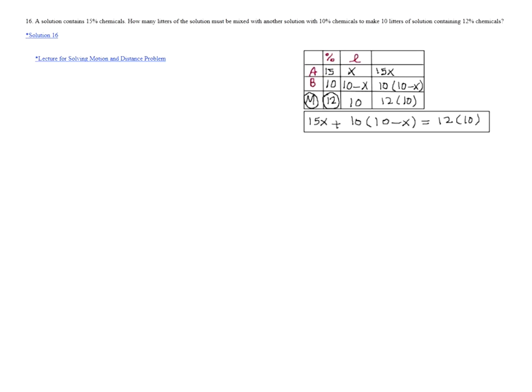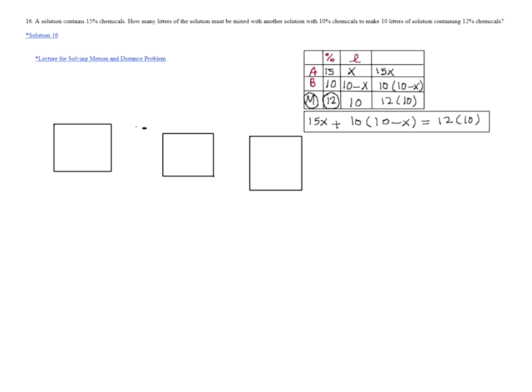Okay, we're going to do one of the mixture problems from practice test number 1. Go ahead and read the question for us, please. A solution contains 15% chemicals. How many liters of the solution must be mixed with another solution with 10% chemicals to make 10 liters of solution containing 12% chemicals? Okay, very good.